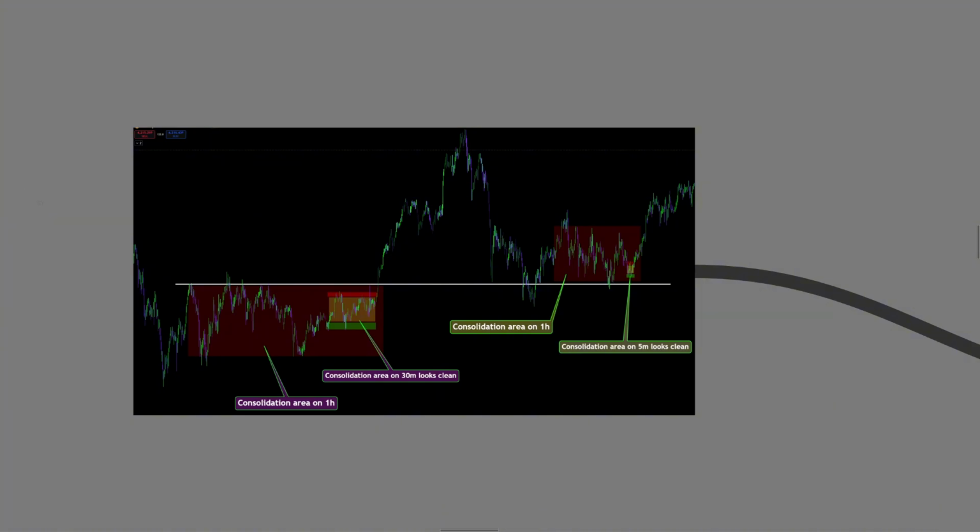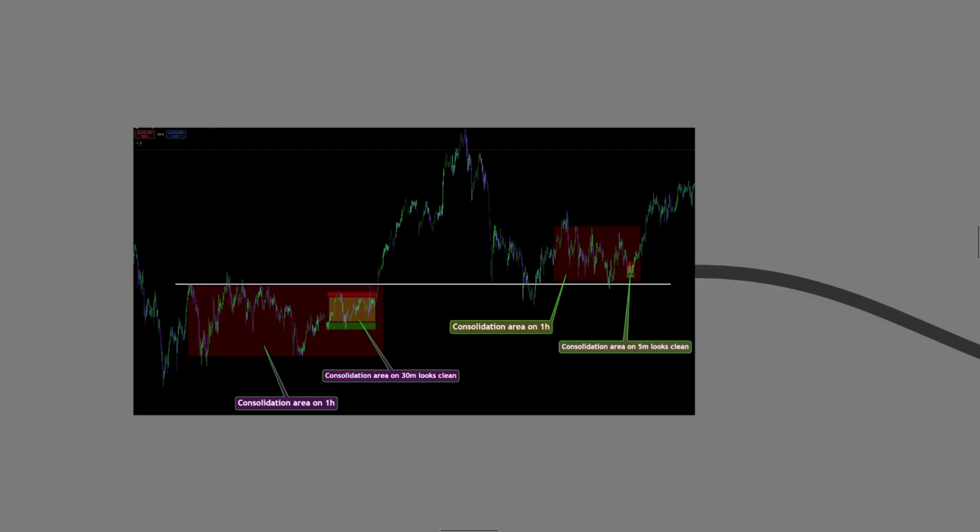Okay, so step 2, look for a smaller time frame consolidating inside the big range. So inside the higher time frame consolidating, I drop to 30 minutes, 15 minutes, or 5 minutes, and I look for the mini consolidating area. This is where the market is quietly loading liquidity and preparing for the breakout.